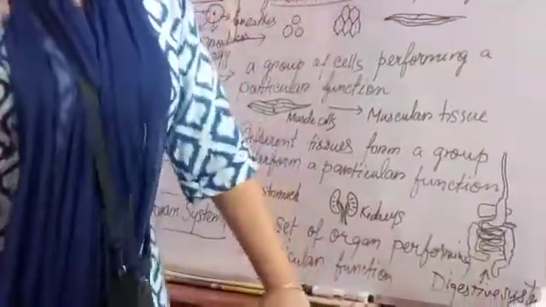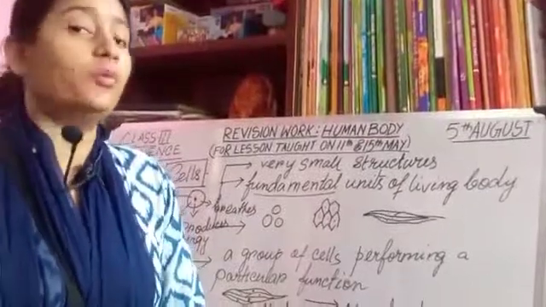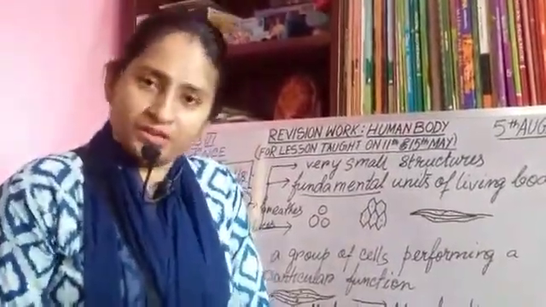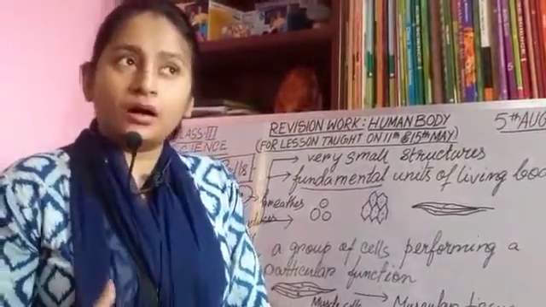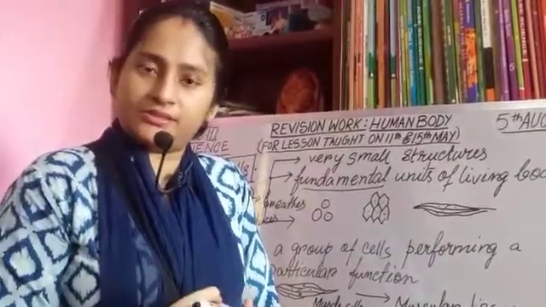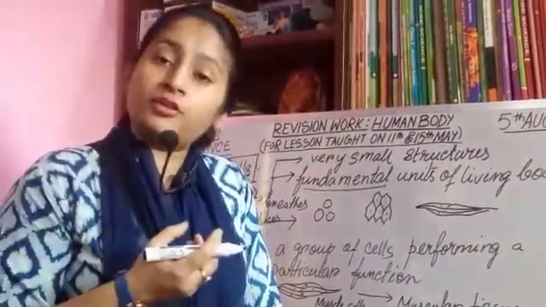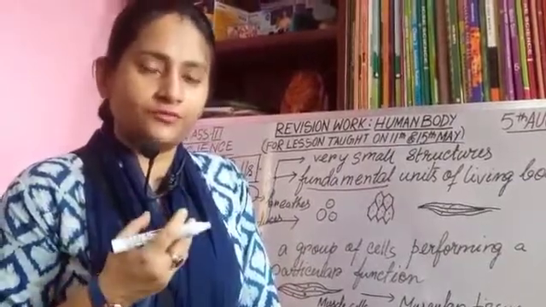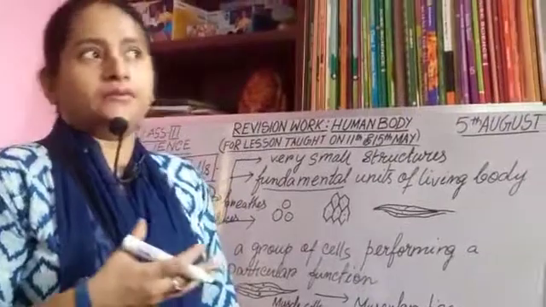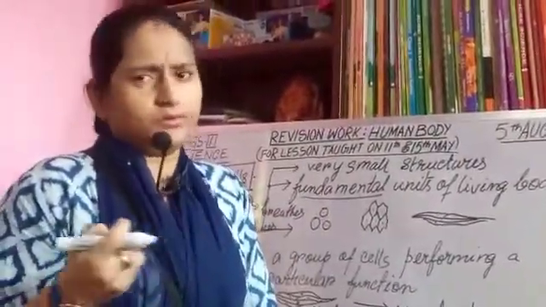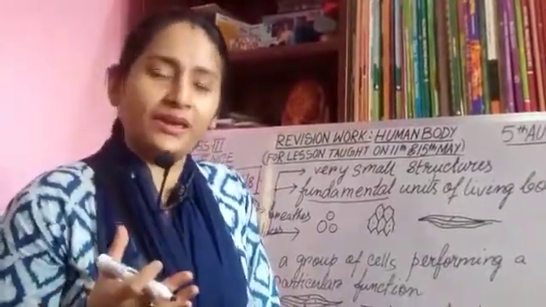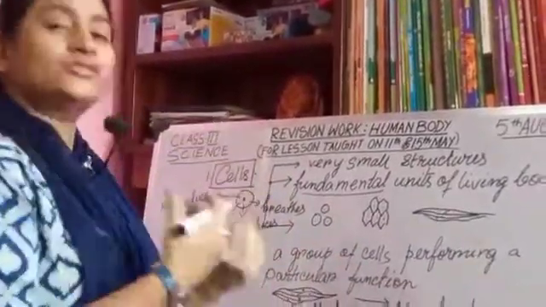In this way, there are 11 organ systems in our body which perform all the vital activities of our living body. Right, children? For example, the heart and the blood vessels together form the circulatory system. The brain, the spinal cord and the nerves together form the nervous system. Right? The kidneys, the bladder and the urethra form our excretory system. In this way, the process goes on.